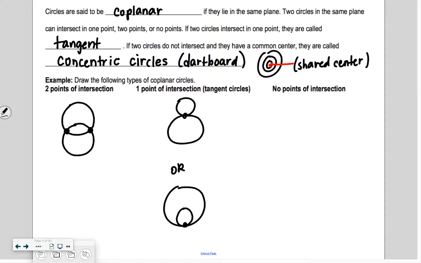How about no points of intersection? Something like that, right? Those have no points of intersection. Does that make sense?